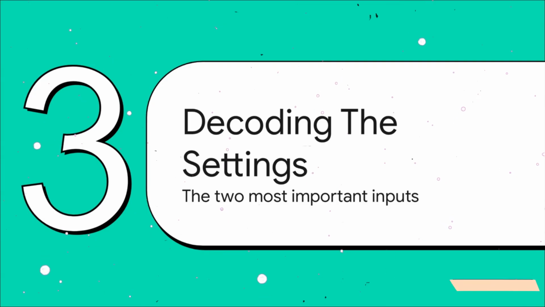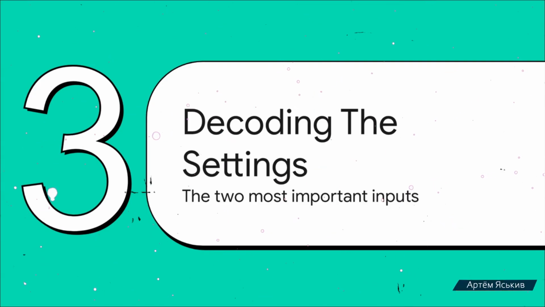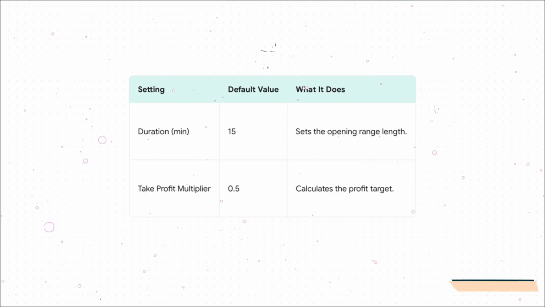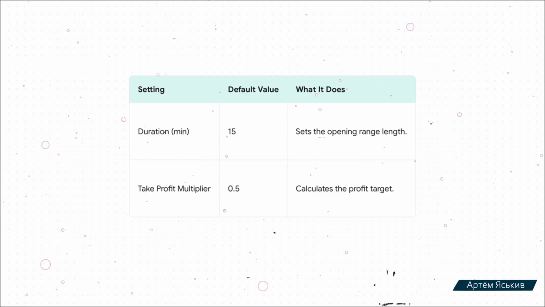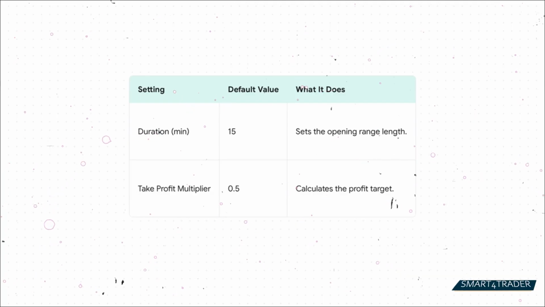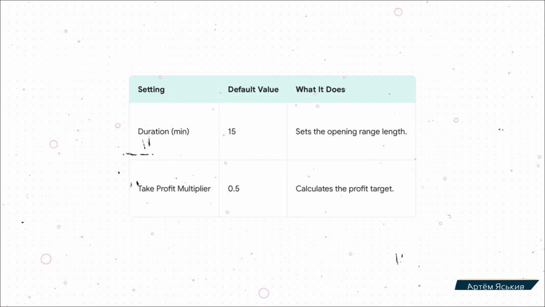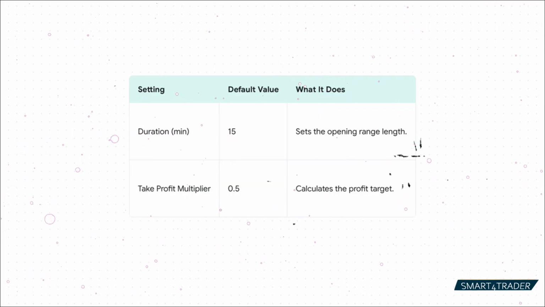Okay, once you've got the indicator loaded up, you're going to see a few settings. But don't get overwhelmed. For this specific strategy, you only need to know about 2 of them. You can pretty much ignore the rest. These are the only 2 you need to care about. First, duration. We set that to 15, because we want to define our opening range based on the first 15 minutes of trading. The second one is the take profit multiplier. We're going to set that to 0.5. This little number automatically figures out our profit target for us, and we'll see exactly how in just a minute.